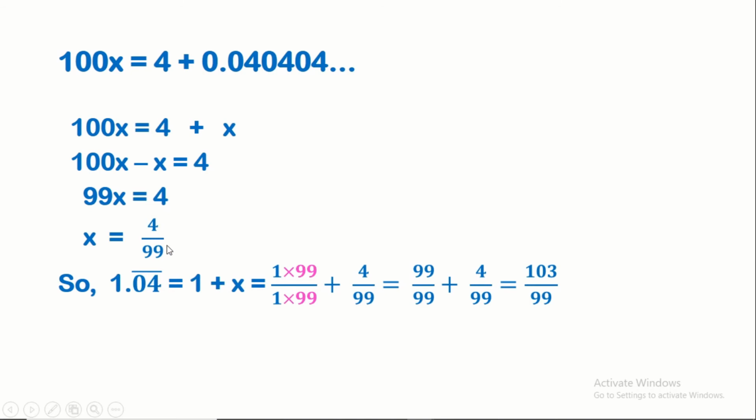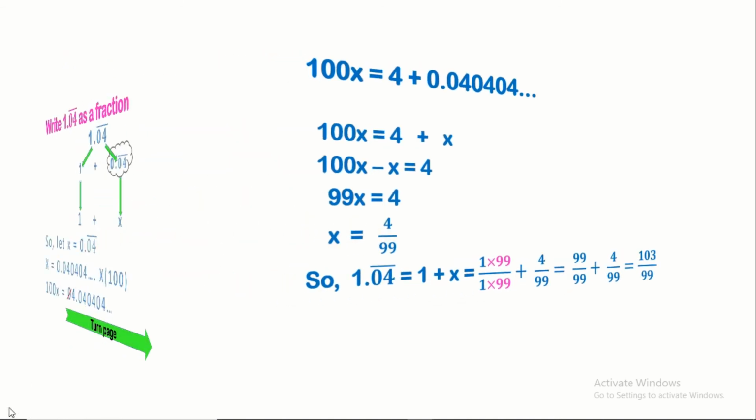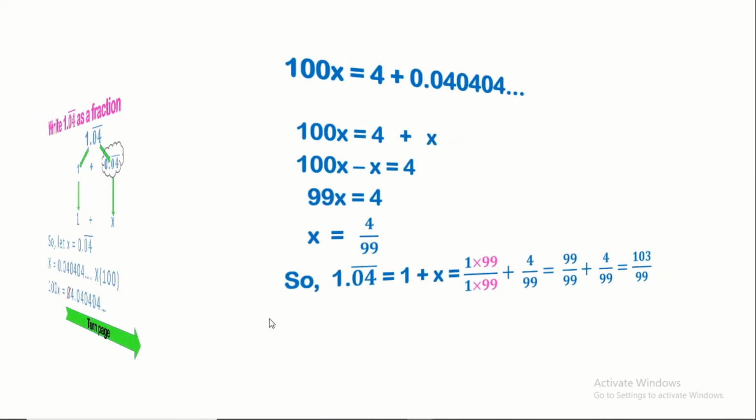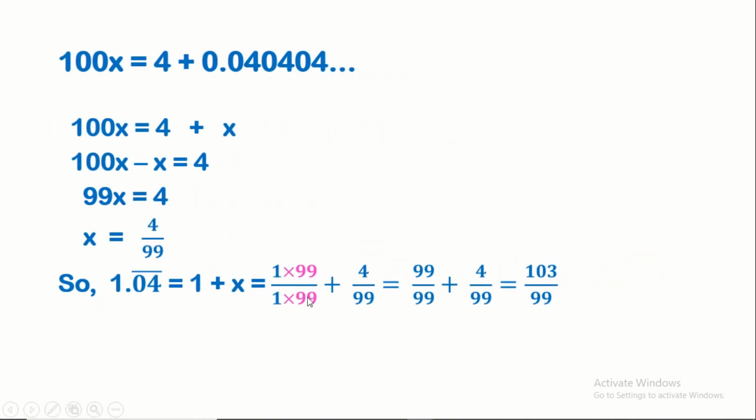Well, something important. We have the question 1.04 bar, not 0.04 bar. So we need to add it with x. Again, if you look at it here, it was 1.04 bar. So we should write it as 1 plus x to solve. 1 plus x, now we're going to solve it. 1 plus 4 over 99, we transform into the same denominator. We don't have a denominator, so it's over 1. We multiply it by 99. We multiply numerator, same as denominator. Now we solve adding fractions. So it's 99 over 99, as you see, plus 4 over 99 to get 103 over 99.